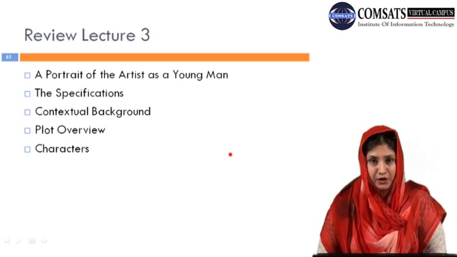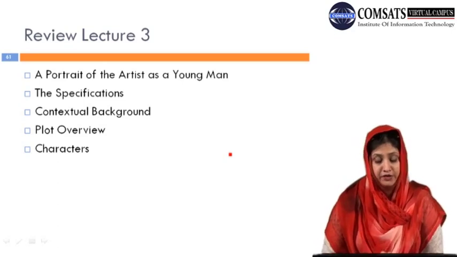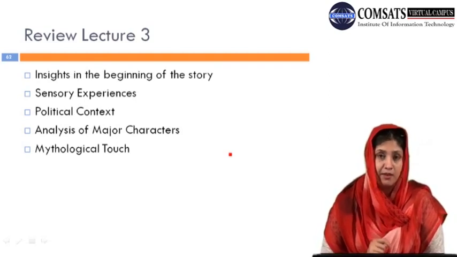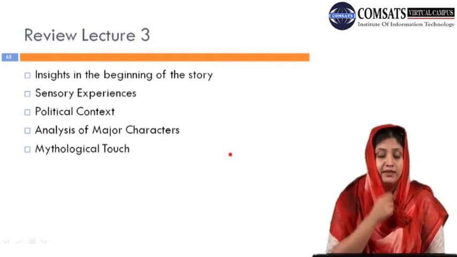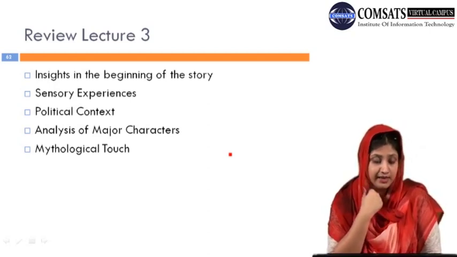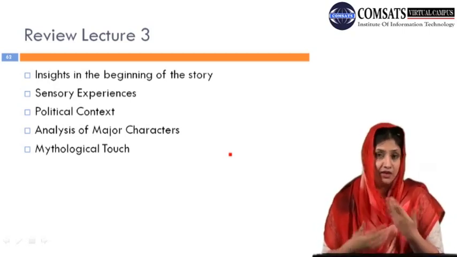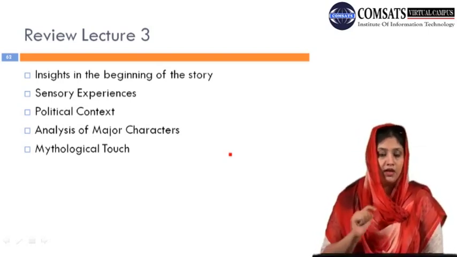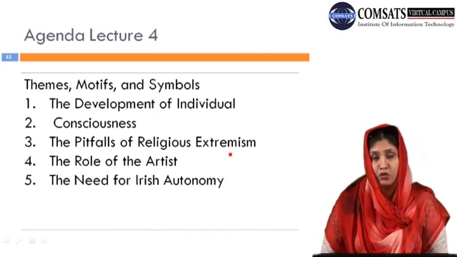We tried to understand different characters in the story, and for that matter we went through a list of characters, all major and minor, and we are planning to have insights in the beginning of the story by experiencing all the major characters in detail. We will be experiencing the sensory expressions, political context, analysis of major characters, and mythological touch. I planned this for this lecture today, however the discussion went in detail and we could not manage to do so, so we will be covering this in lecture 4 along with the items that I've already mentioned here in the agenda. We will also be discussing themes, motives, and symbols.